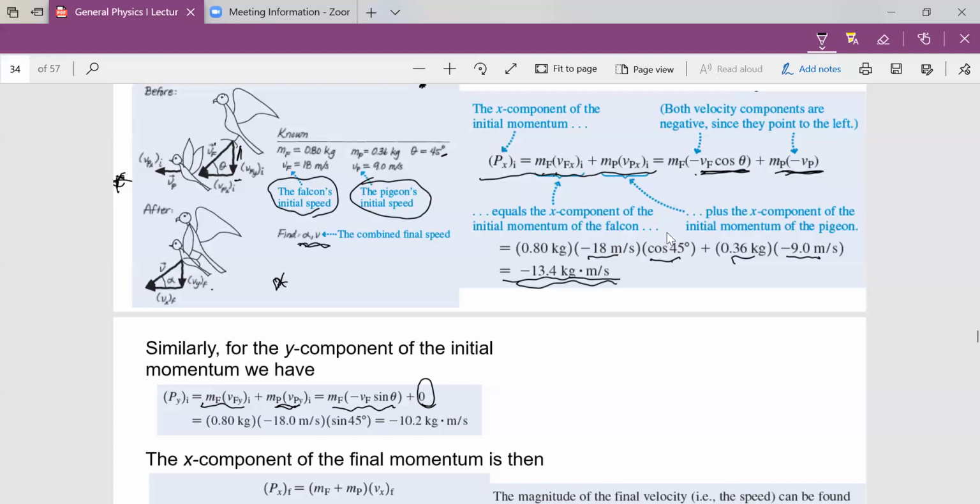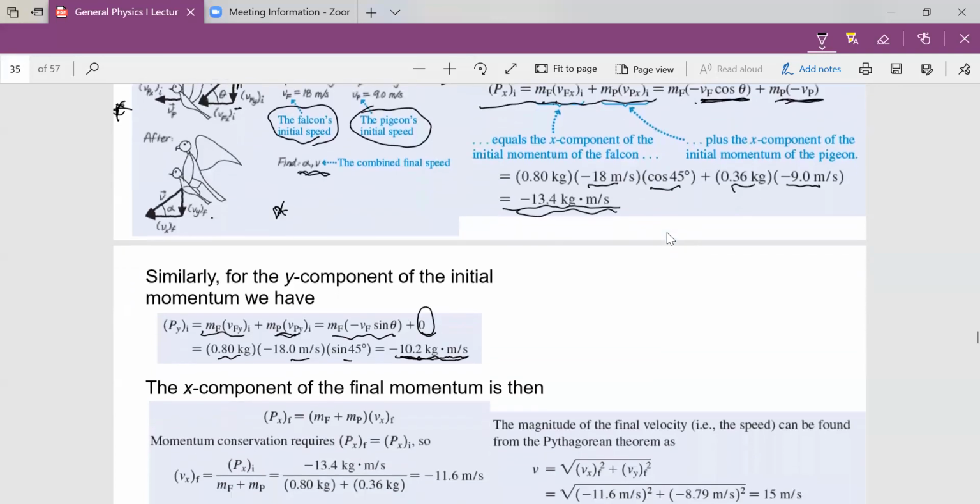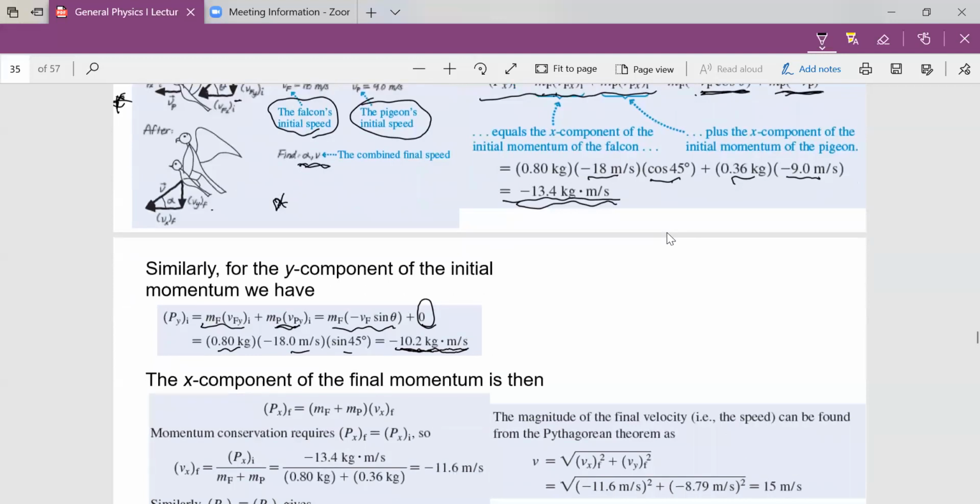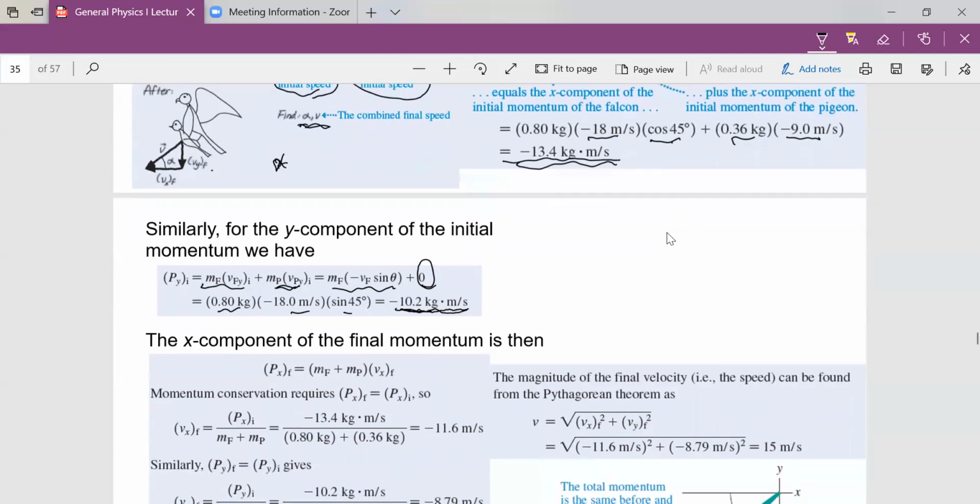So substitute our values like we did in the X component with the mass, the velocity, then the sine theta, which is sine 45, to obtain the momentum in the Y direction to be minus 10.2 kilogram meter per second. For the X it was minus 13.4 kilogram meter per second. So we'll have the values for our initial component for X and Y, okay?